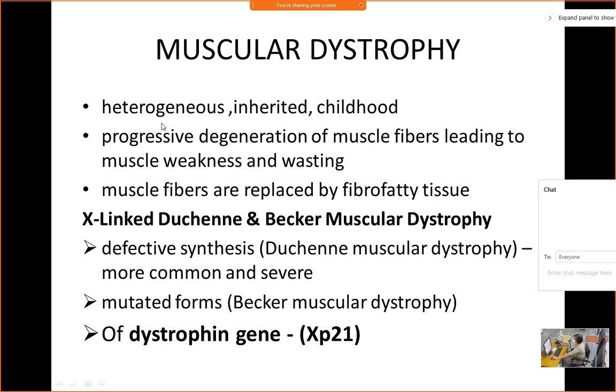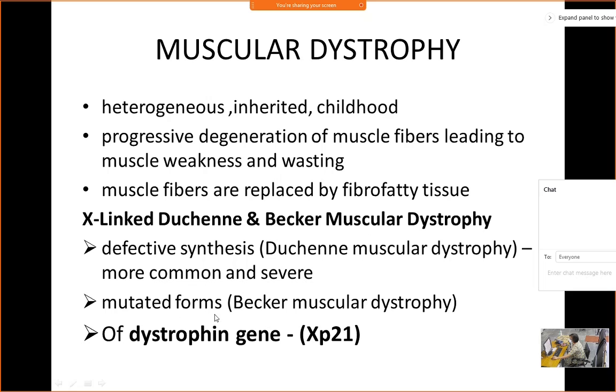So muscular dystrophies, they are a heterogeneous group of diseases. They are inherited and they occur in childhood usually. In this, the patient usually presents with progressive degeneration of muscle fibers, leading to muscle weakness and wasting, because the muscle fibers are replaced by fibrofatty tissue. So there are 2 diseases which are important under muscular dystrophies, and both of them are X-linked. These are X-linked Duchenne muscular dystrophy and X-linked Becker muscular dystrophy.